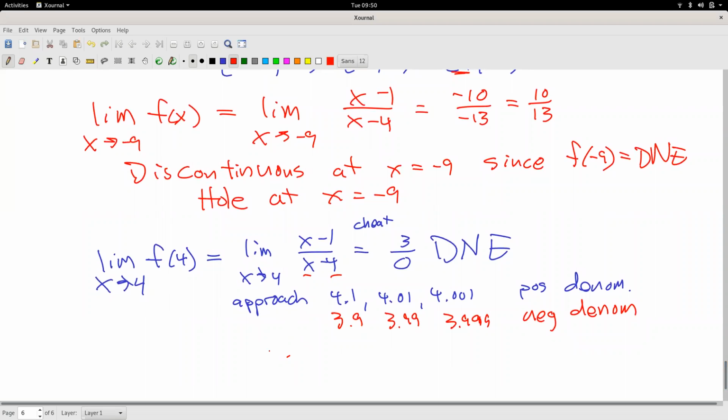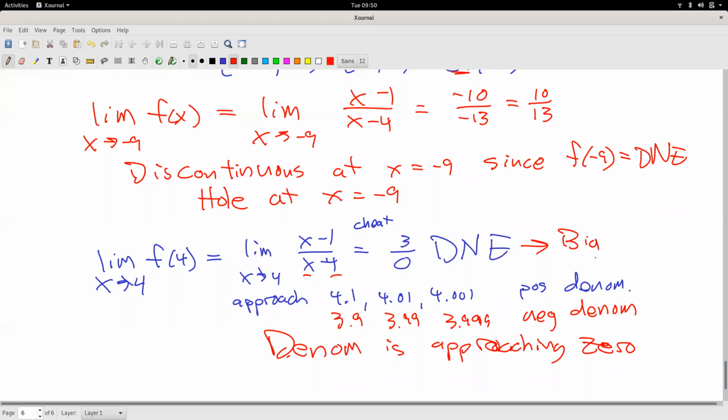So as x approaches 4, the denominator is approaching 0. And the numerator is fixed at 3. So we're fixed at 3, bottom gets smaller and smaller and smaller. So the whole thing is getting bigger. But sometimes it's getting bigger and positive, and sometimes it's getting bigger and negative, depending on which side we're on.